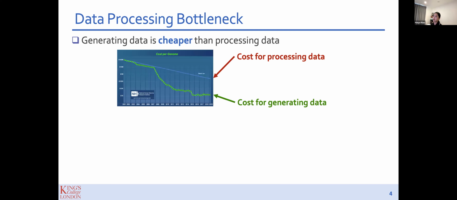I have more examples here for genome analysis. The green line is the cost of generating data, and the blue line is the cost of processing data. As you can see, before 2007, the costs were actually similar. Then we had developments in sequencing technologies, and the cost of generating data became much lower compared to the cost of processing data.